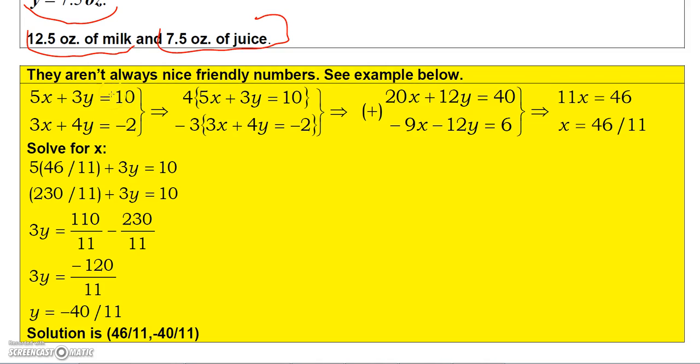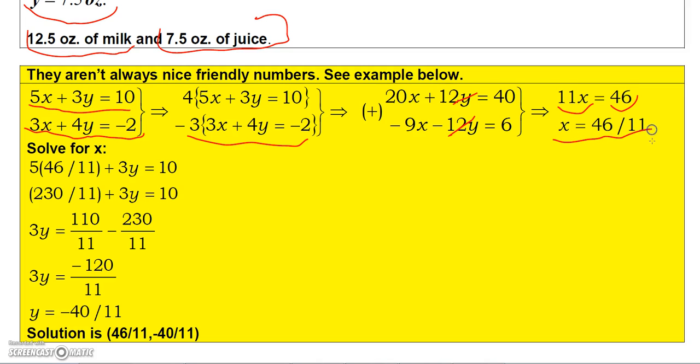Well, I'm going to eliminate the y's. So I'm going to multiply the first equation by 4, and I'm going to multiply everything in the second equation by -3. And so when I multiply everything in the first equation by 4, I get 20x plus 12y equals 40. And if I multiply everything in the second equation by -3, I get -9x minus 12y equals 6. Well, then if you add these together, 20x plus -9x, you'll get 11x. And then if you add 40 plus 6, you get 46. Of course, the y's cancel. And so you get 11x equals 46.